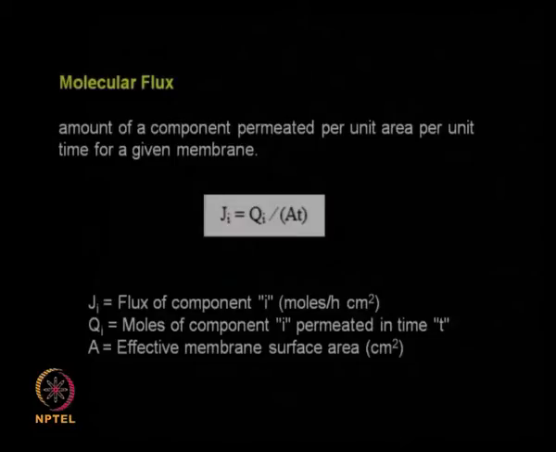Molecular flux, so the solute is diffusing in and reaching the other side, so there is a flux created by each solute. Okay. So the amount of component permeated per unit area per unit time is given by Q divided by A into T. A is the effective membrane surface area, T is your time. We have put I here because we are talking about ith species, there could be a jth species, kth species and so on actually. So each species will have certain flux. So Ji, the flux, depends upon the moles of component I divided by AT.